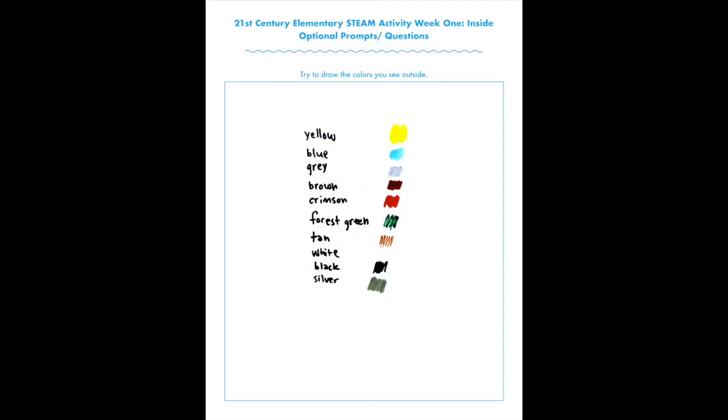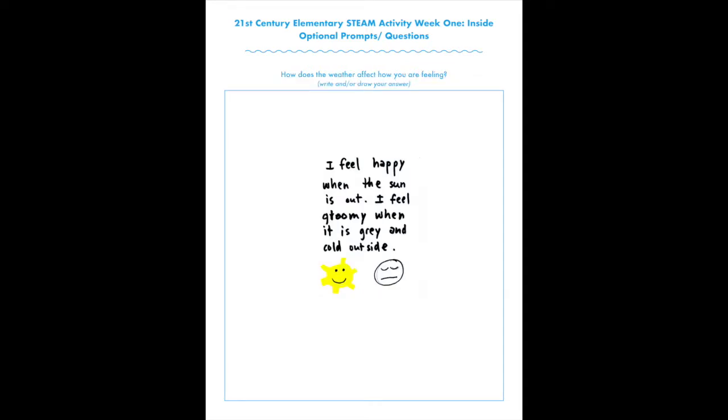Now we get into optional prompts and questions. These do not have to be filled out, but could be very fun if you wanted to explore a little bit more outside your window. Try to draw the colors you see outside. I used markers to draw the colors that I saw. It's okay if the colors aren't matching perfectly, but try your best. How does the weather affect how you are feeling? I wrote that I feel happy when the sun is out, and I feel gloomy when it is gray and cold.